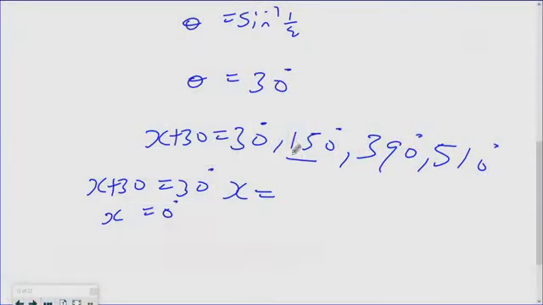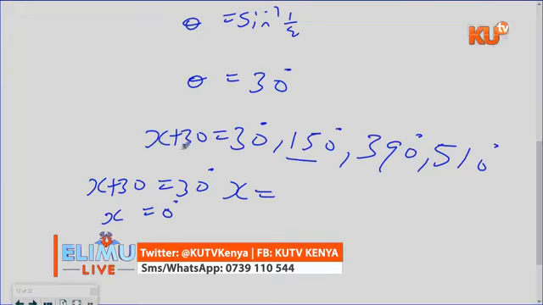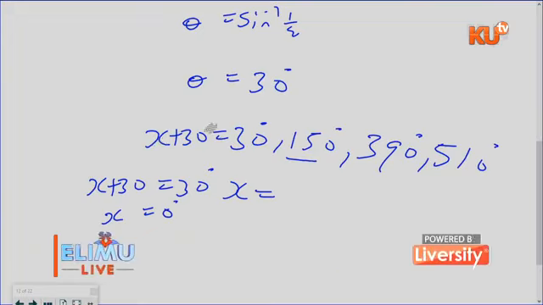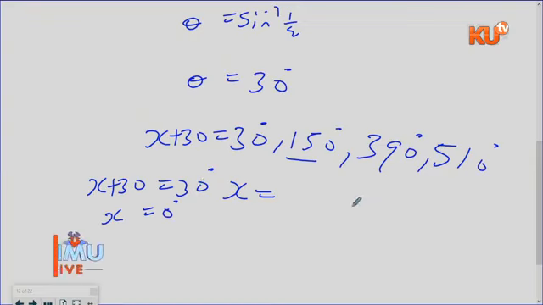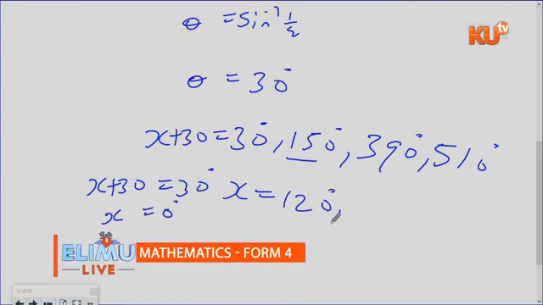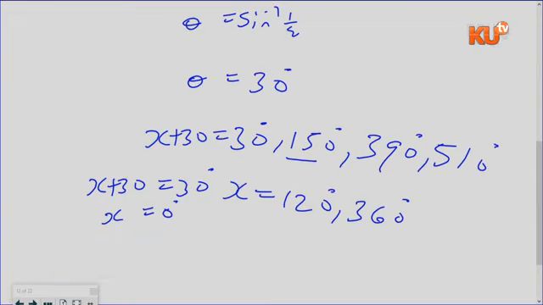So let's get the other angle. I was saying you have x plus 30 is equal to 150. In short, for you to get the values, you just need to shift this 30 degrees to the right hand side. So it means you'll be subtracting 30 degrees from all these angles. Just like we subtracted 30 from 30 and got 0. So you'll have 150 minus 30, that will give us 120 degrees. What about 390 minus 30? That will give us 360 degrees. So those are the values.